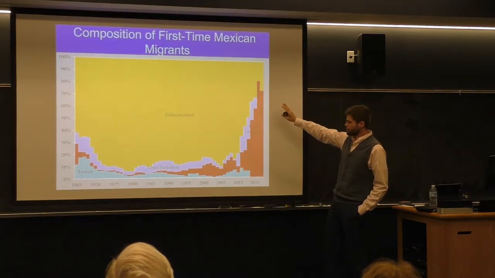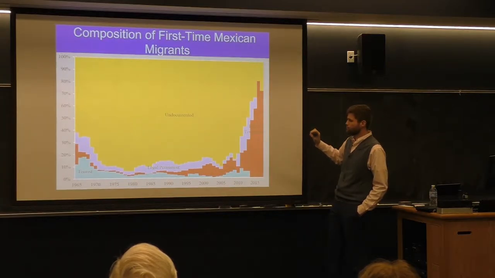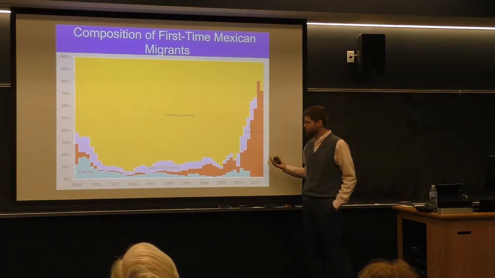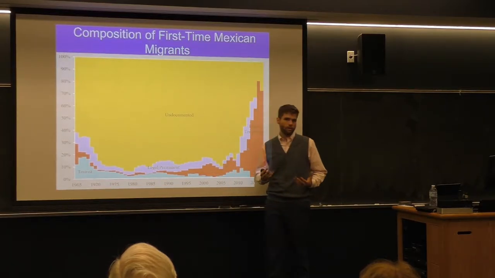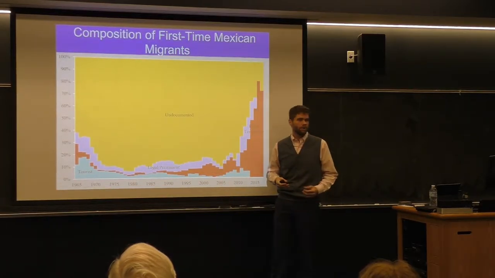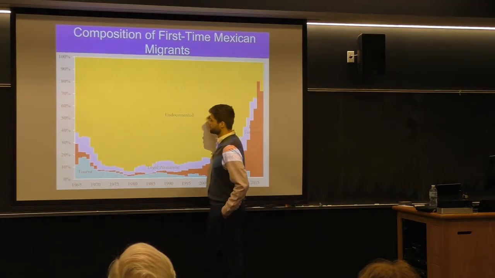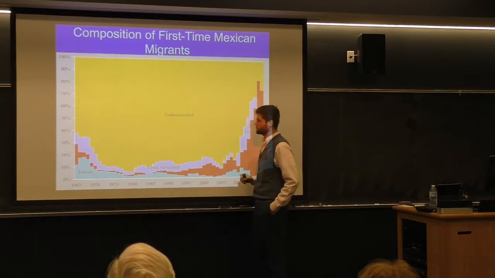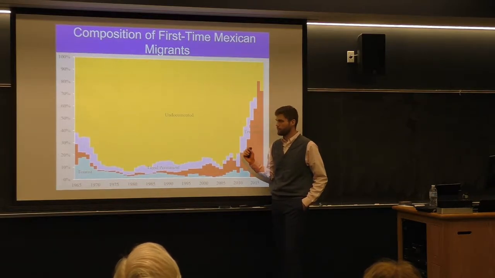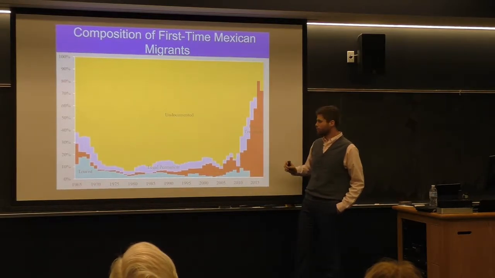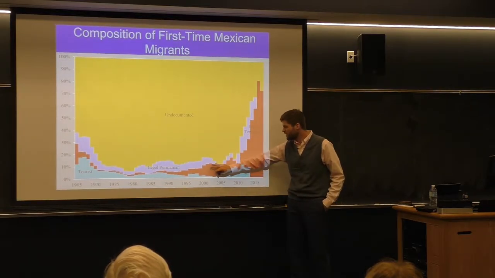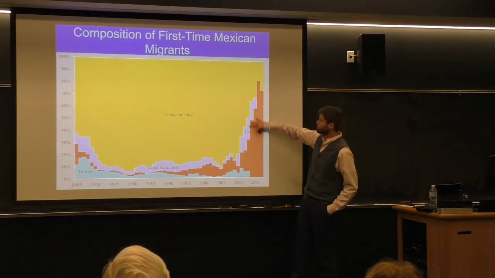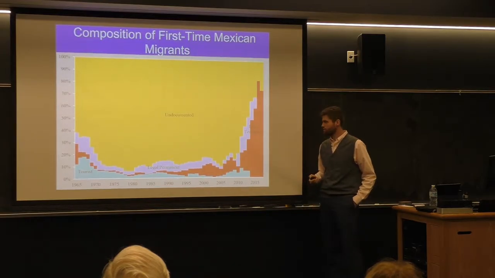This is showing the distribution of different types of trips within the data. And I'll just highlight that this basically mirrors the patterns from other sources. But we see undocumented entry dominating since the end of the Bracero program in 1964, until very recently when entry under temporary guest worker visas began to grow a little bit and then expanded very rapidly in the last few years.